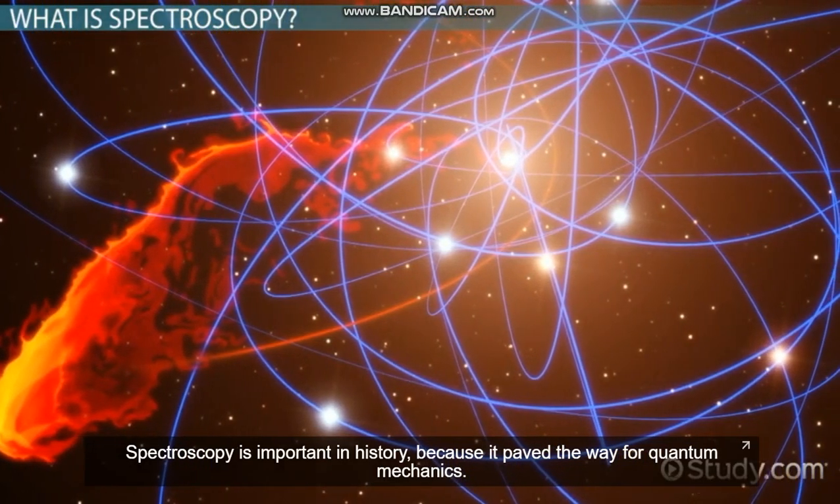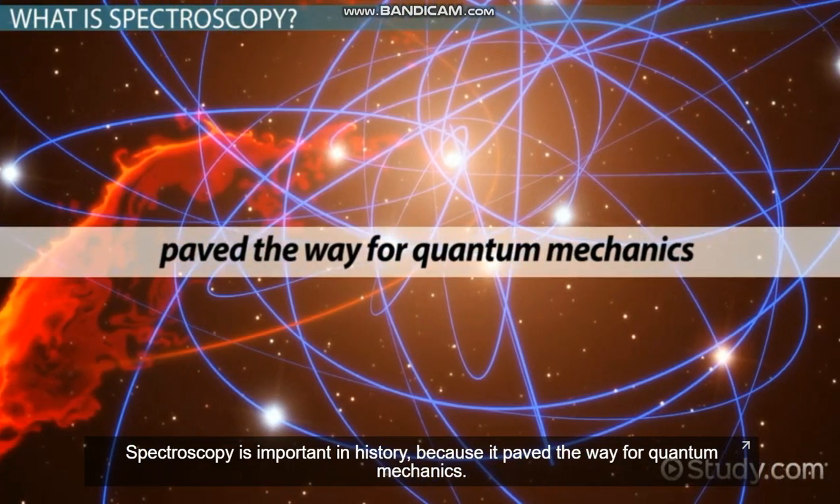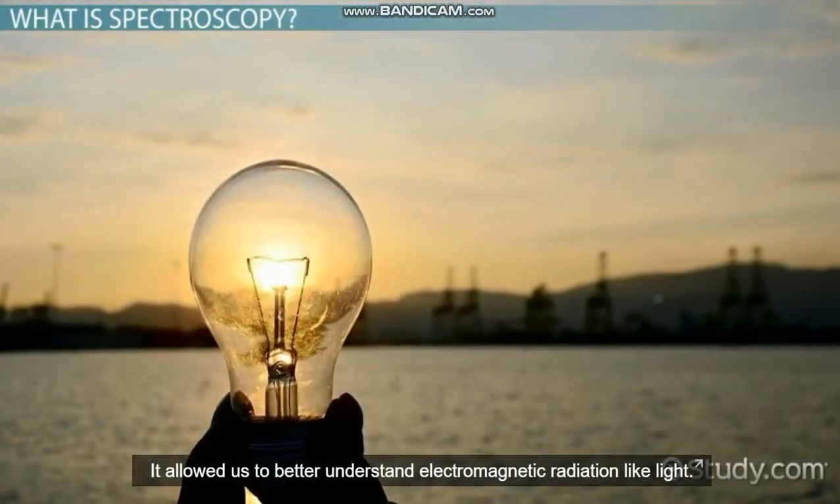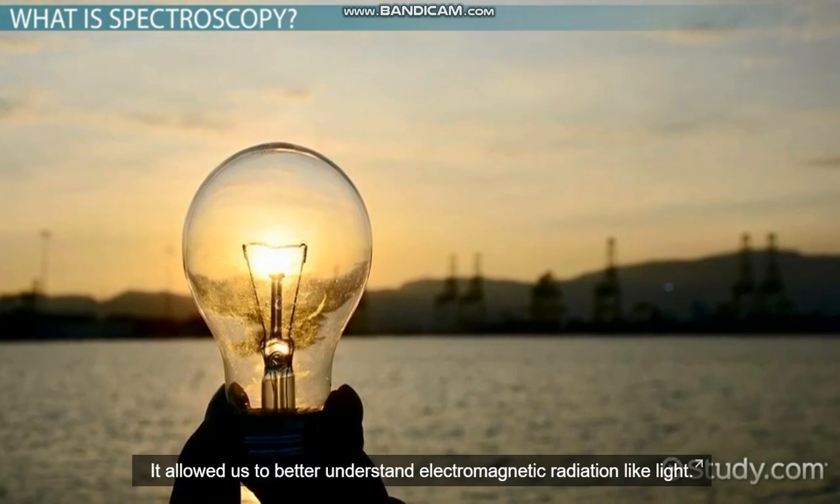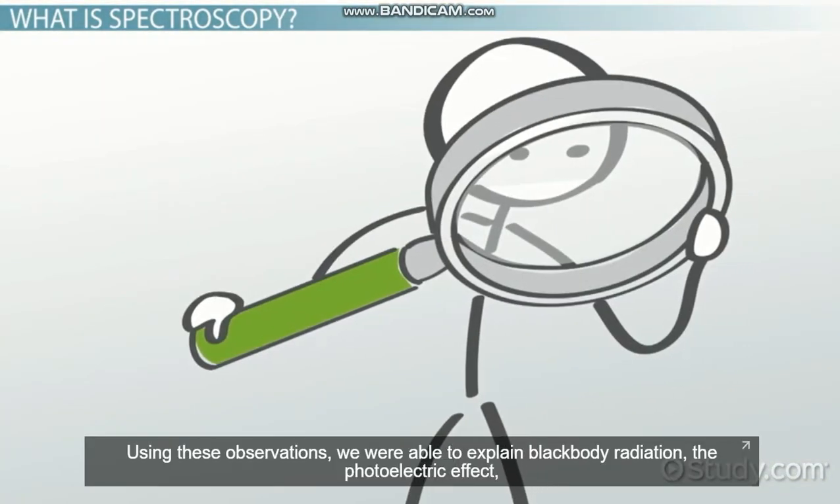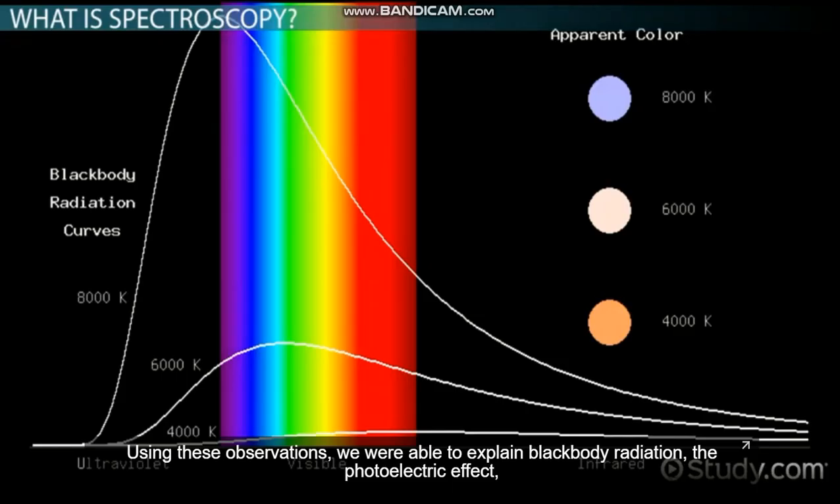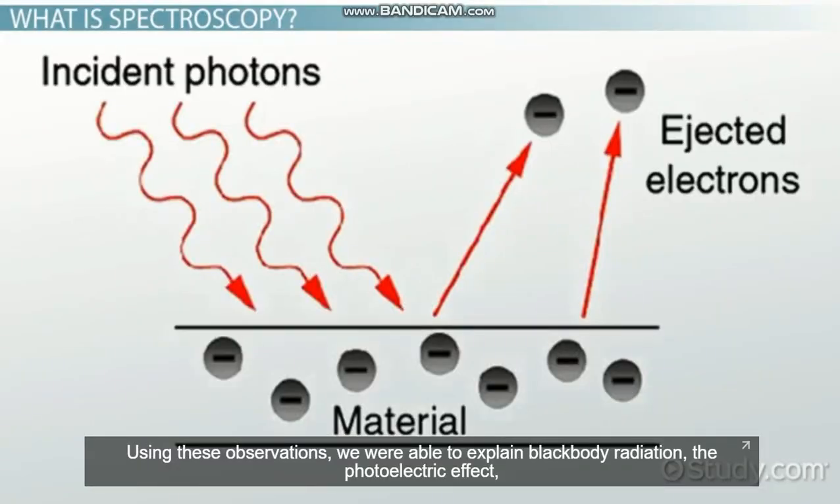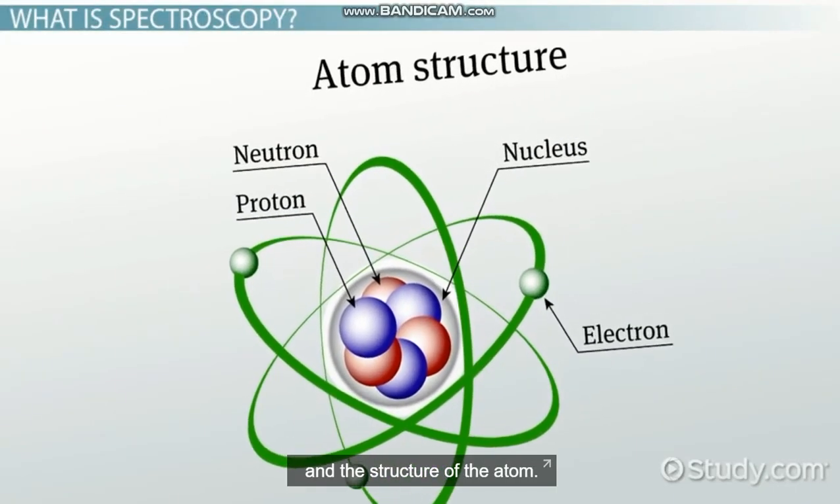Spectroscopy is important in history because it paved the way for quantum mechanics. It allowed us to better understand electromagnetic radiation like light. Using these observations, we were able to explain blackbody radiation, the photoelectric effect, and the structure of the atom.